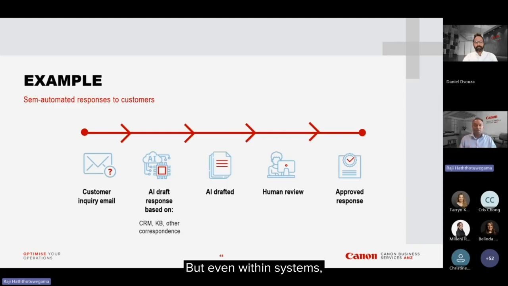But even within systems, imagine that in your service ticketing platform an email comes in, you can automatically draft that email, something simple, and that could save you a lot of time. But the key thing is there's somebody reviewing it and authorizing. And I'll talk about a specific example associated with that.